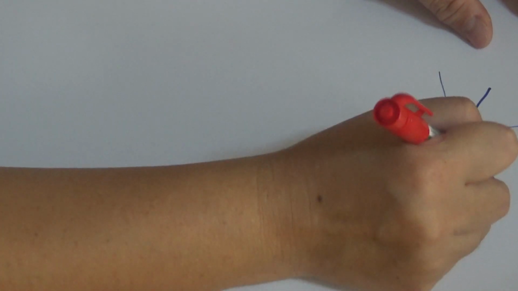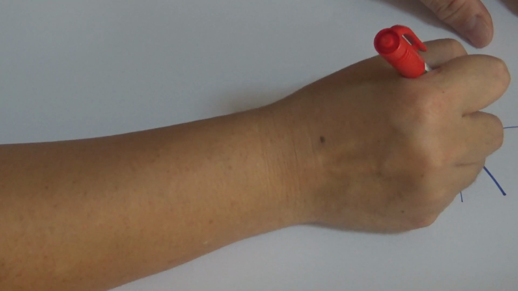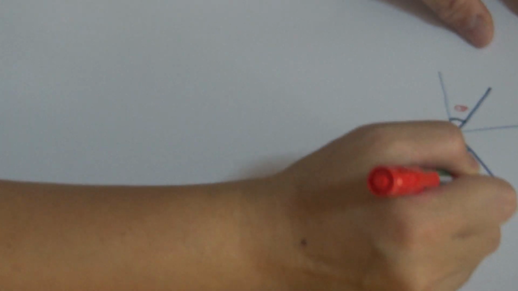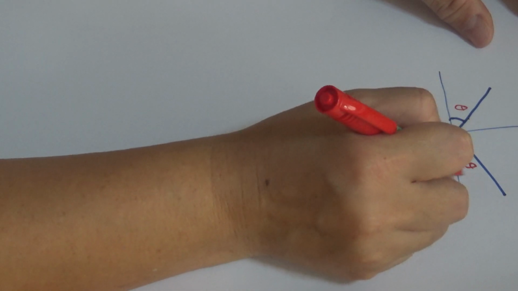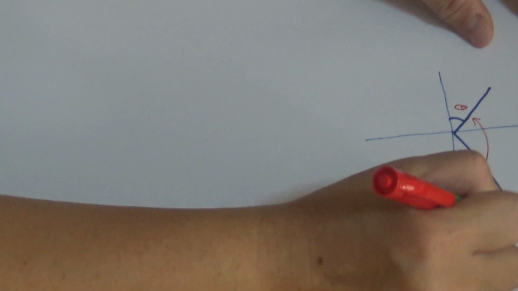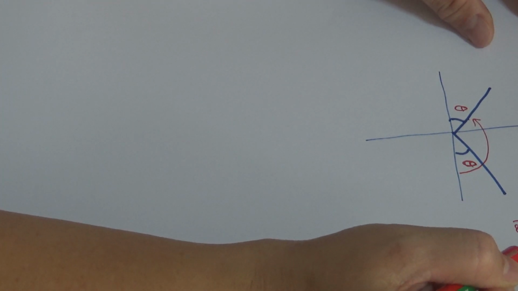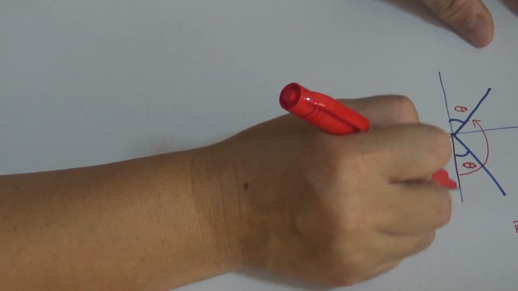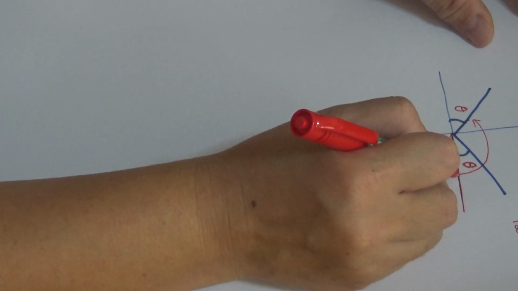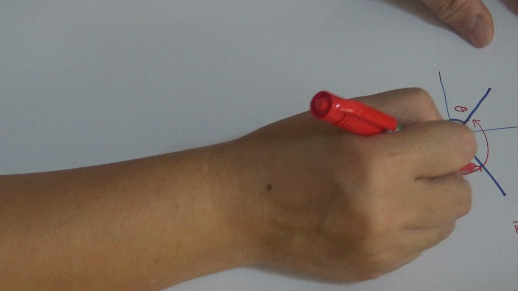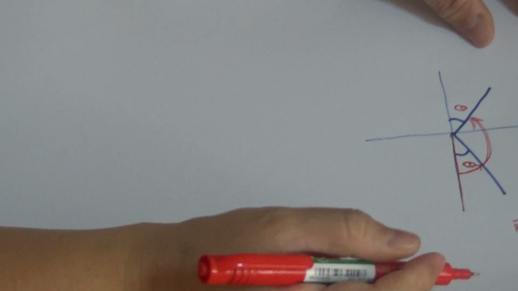Let's say the basic angle is theta. If the answer is acute, the answer will just be theta. If the answer is obtuse, that means all the way here, it will be 180 minus theta. So I repeat, all angles are measured from the positive x-axis, and this is an acute angle. All the way here is an obtuse angle.